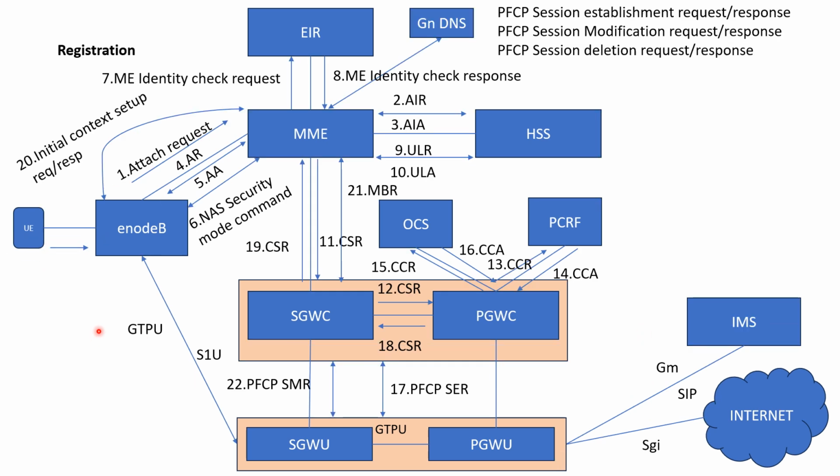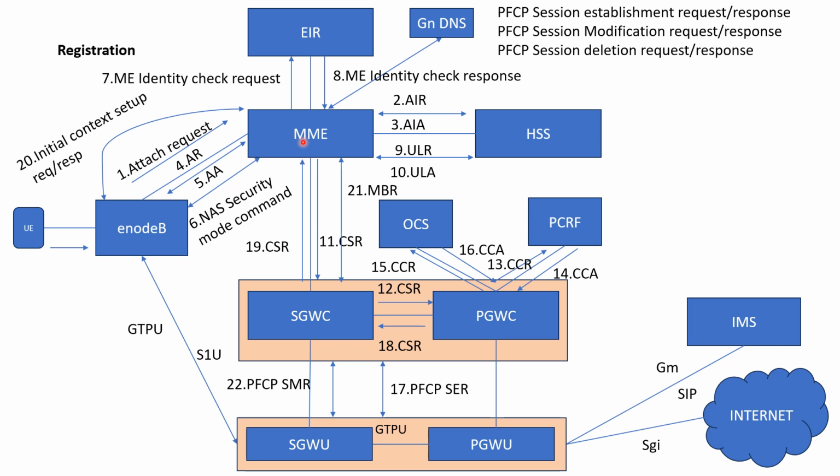Now let's see what changes we have made in the call flow while using CUPS. So let's go through the call flow again. The first request will be the attach request, which will come to MME. MME will send the authentication information request to HSS, then the authentication information answer. We will get the authentication vectors. MME will send the RAND value to the UE to generate XRES. UE will reply with the authentication answer. MME will check the XRES value. Once the XRES value is okay, it will send the NAS security mode command.